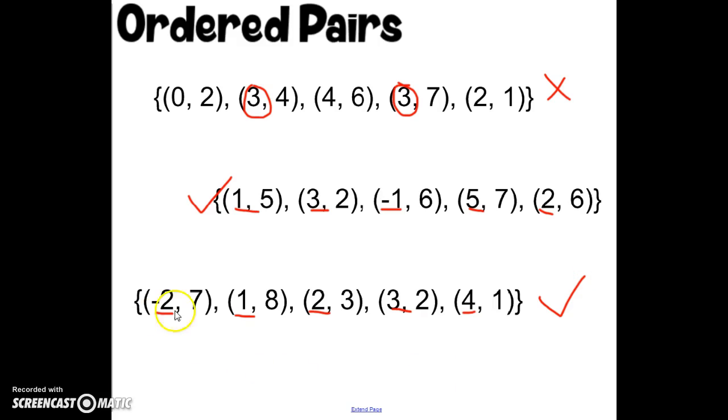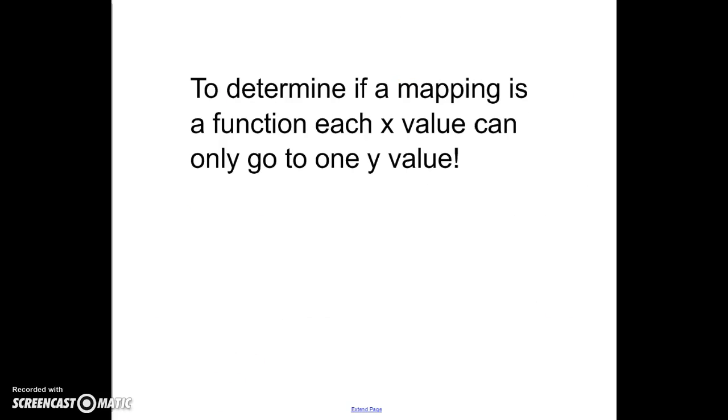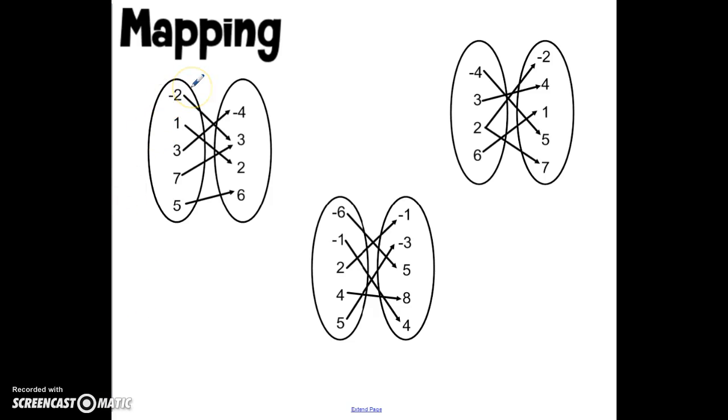Moving on to mappings. To determine if a mapping is a function, each x value can only go to one y value. My first map, each x is only pointed at one y value, so that's a function. My second map, each x value is only pointed at one y value. That's a function. My third map, my 2, has 2 y values. That makes this not a function.